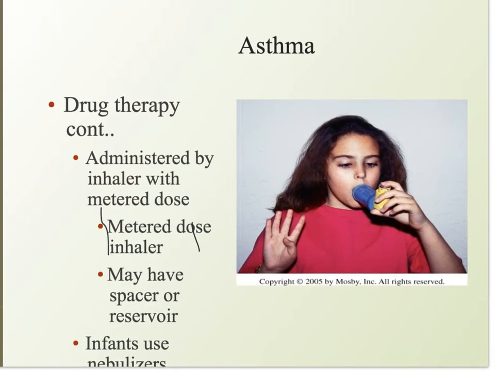Infants use nebulizers. Using an inhaler, we use it at the end of normal expiration, and then we release the medication from the inhaler. You breathe slowly and deeply for 3 to 5 seconds for better distribution. Then you hold your air for 5 to 10 seconds. Remove the inhaler and breathe out slowly. Then you need to wait about a minute between puffs.